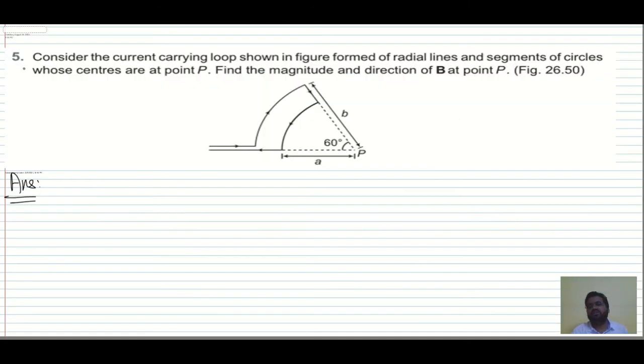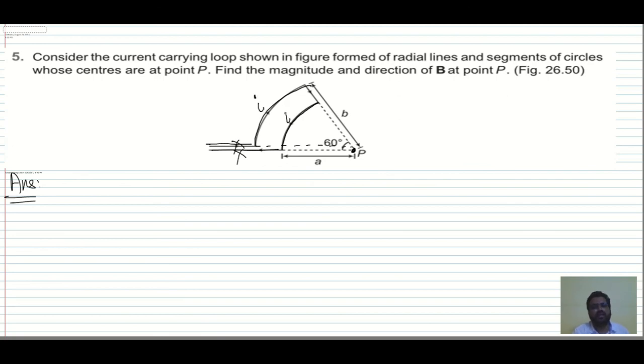So this is the fifth problem and the last problem of this session, and it is saying, consider the current carrying loop shown in the figure. Formed by radial lines and segments of circles shown in the figure, find the magnitude and direction of B at point P. Okay. So due to this conductor, there is no magnetic field at point P because it is actually at the base, we can say, right? So due to this conductor and this conductor, there is no magnetic field, but due to this conductor and this conductor, we have a magnetic field at this point. So what is that magnetic field? We have to find that.